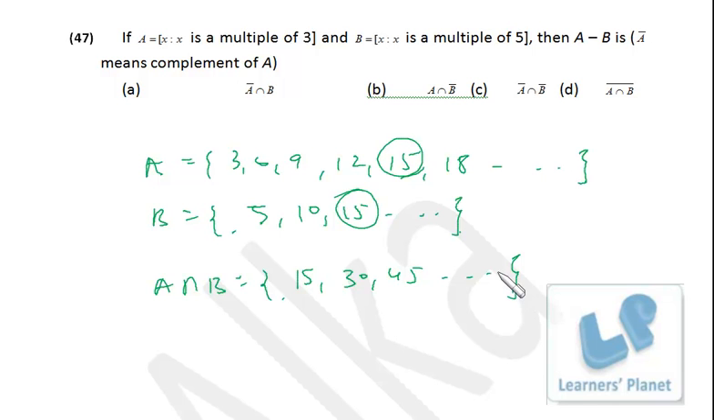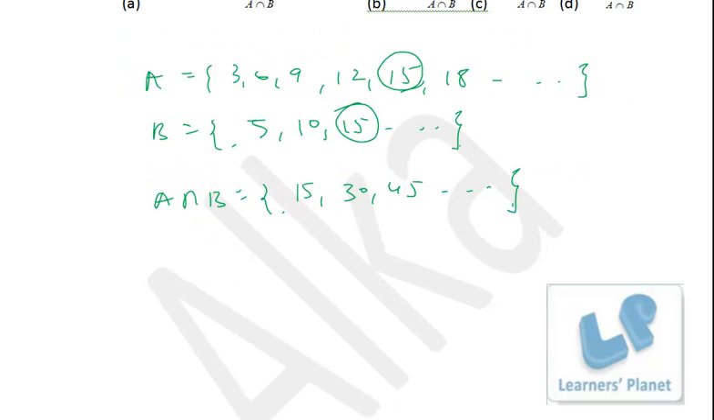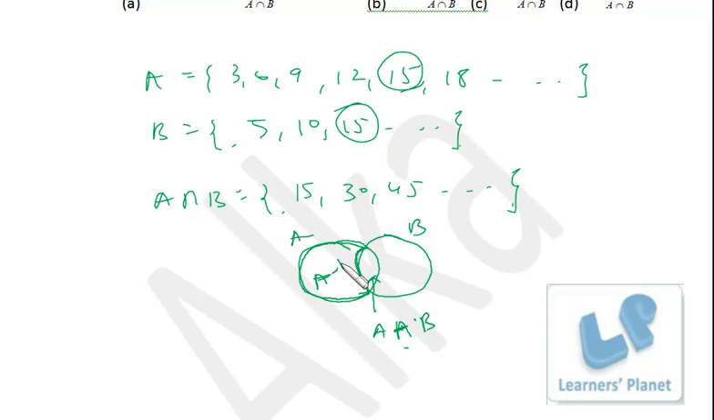So what do we want? We want A minus B. A minus B means we consider all the elements of A and from that deduct the elements of B. So let's see, that's A, that's B, that's A intersection B. Now we want A minus B, so A minus B is actually this area.